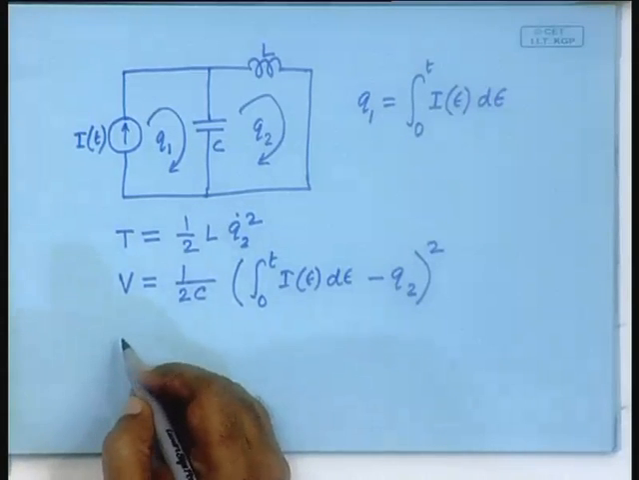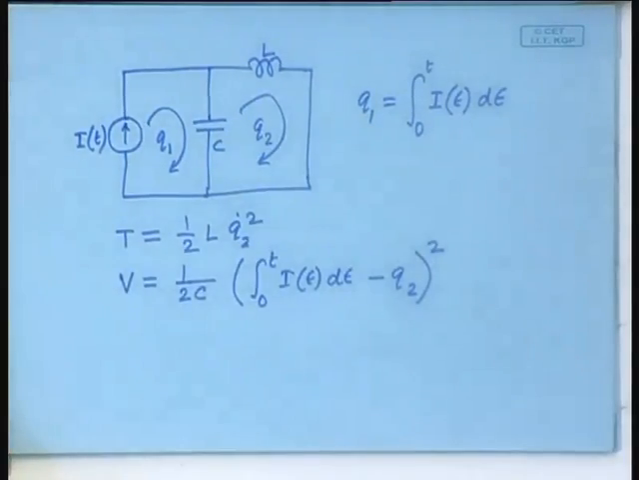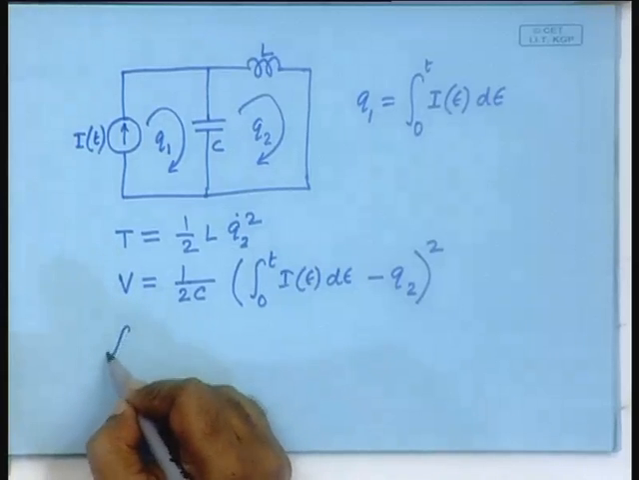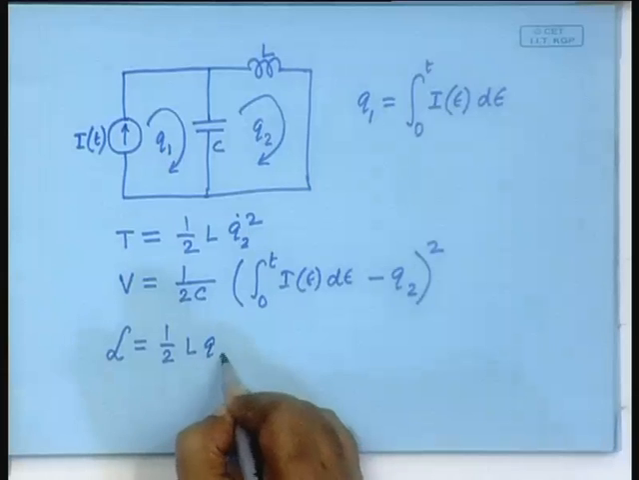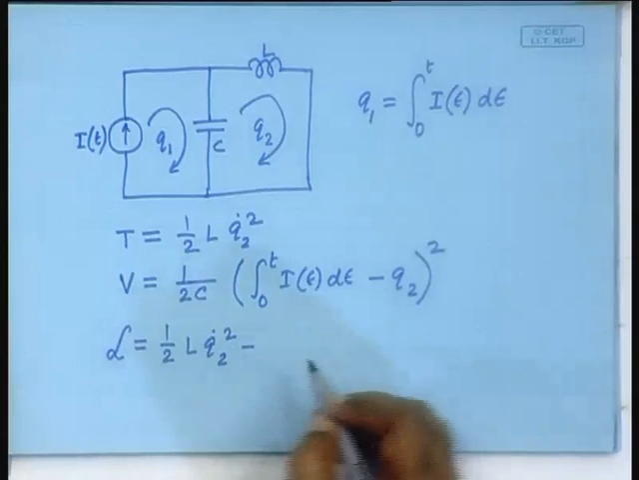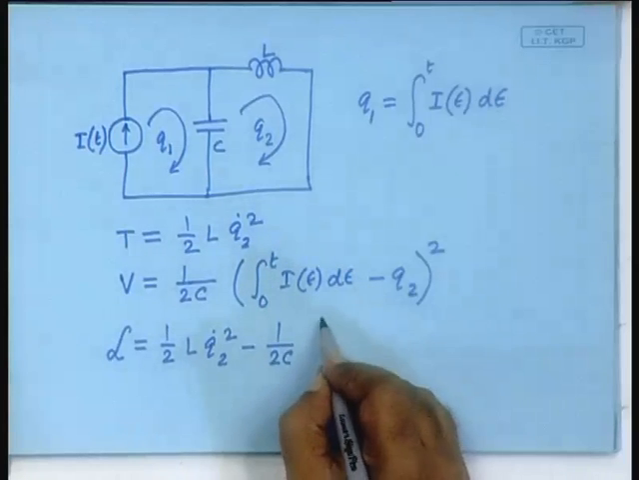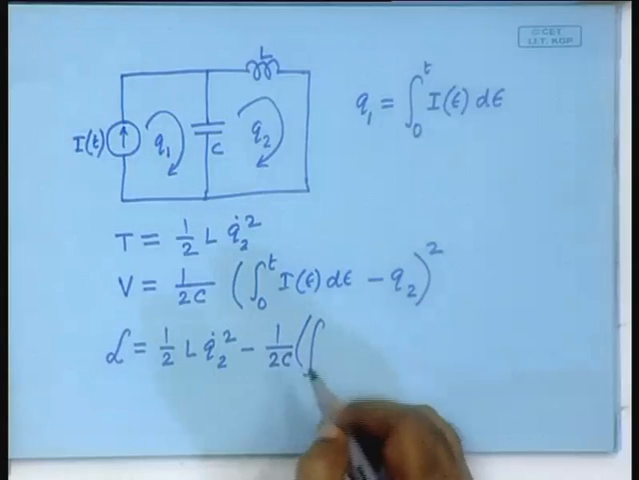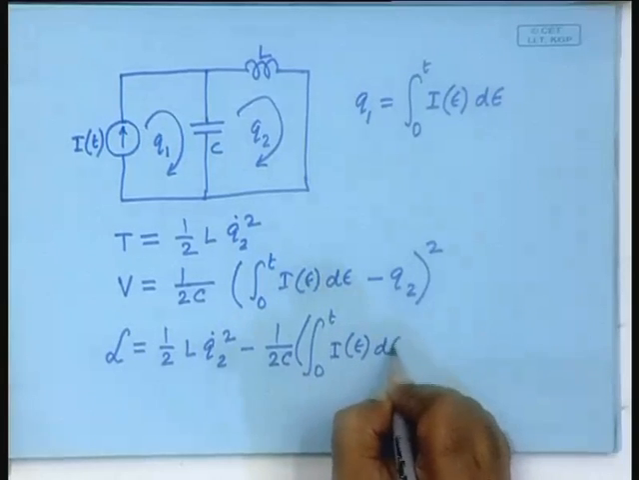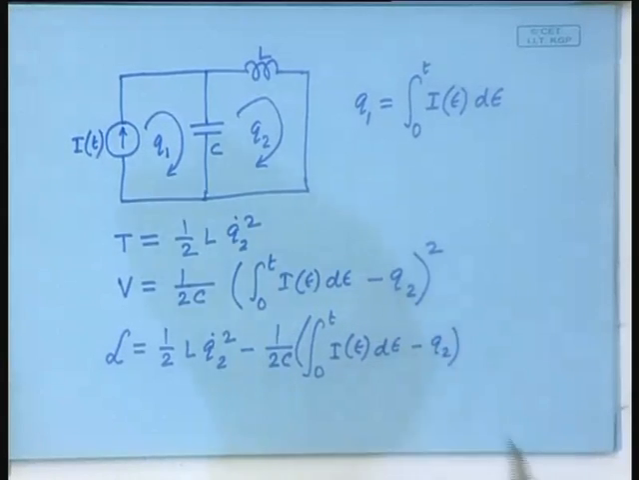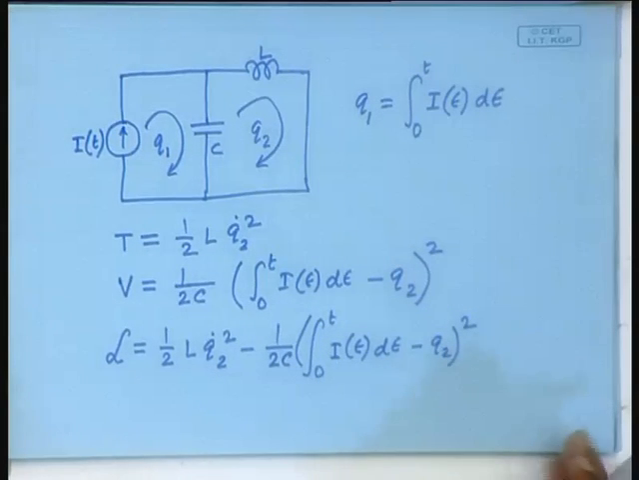And obviously the Rayleigh term is absent here, because you are dealing with a conservative system, and then the Lagrangian function will be half L Q2 dot square minus 1 by twice C, this integral, sorry, within bracket 0 to T I epsilon d epsilon minus Q2 square, right.